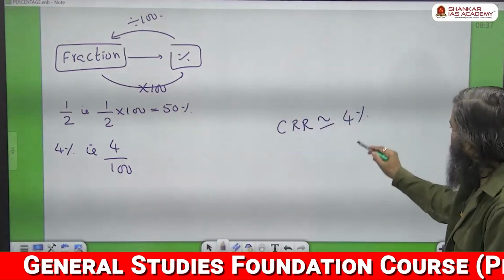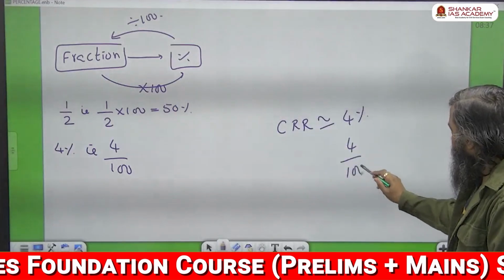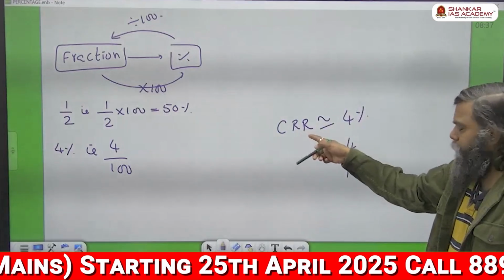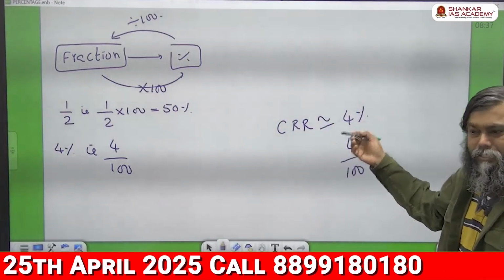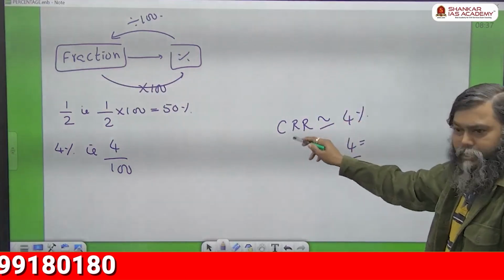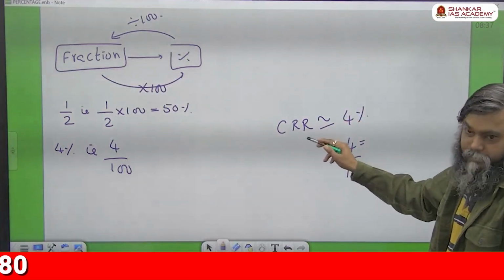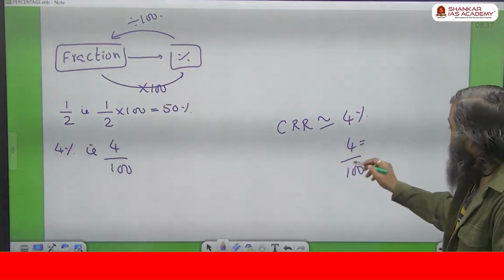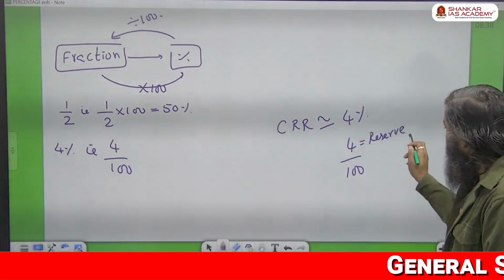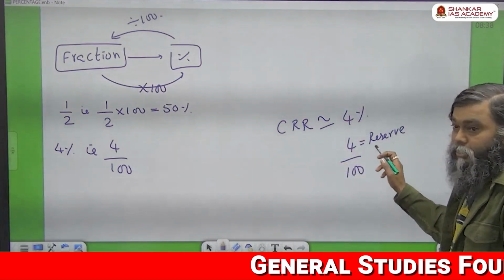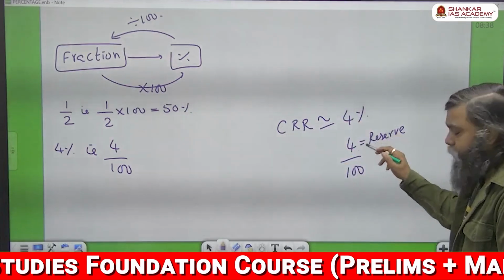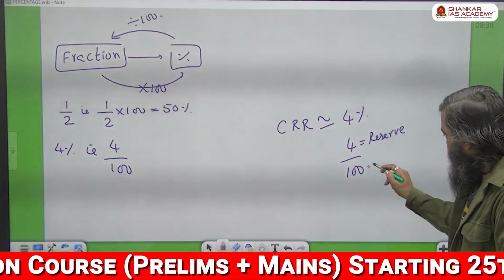Understand? How can you convert this into a fraction? Now, what is 4%? CRR is 4%. Whatever the statement says, CRR is the numerator. What does this abbreviate? This is your reserve. If you name it reserve, and the other one deposit, then you have to keep 4 rupees as a reserve out of what?